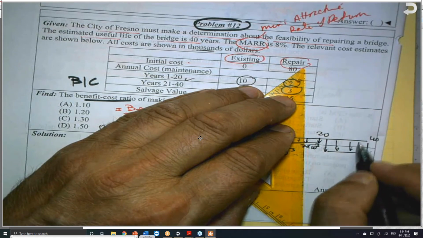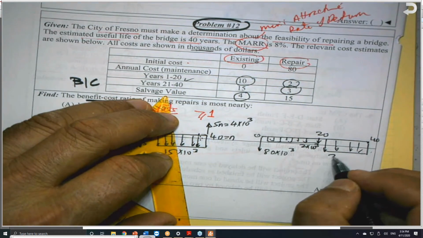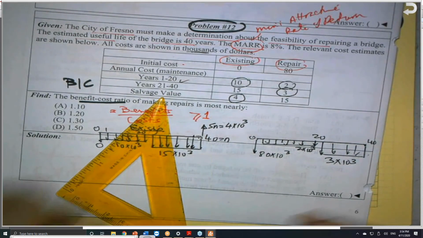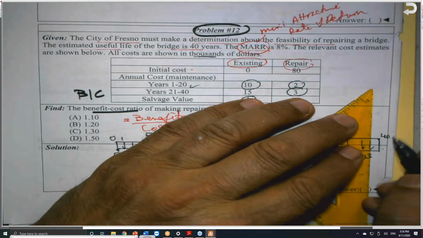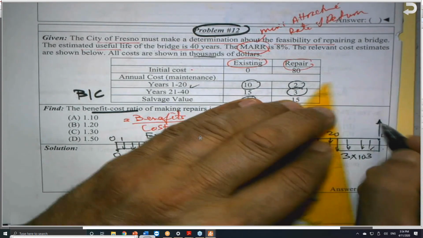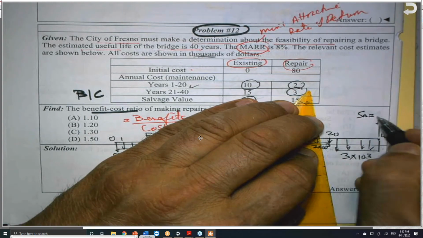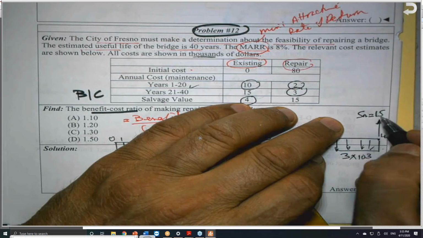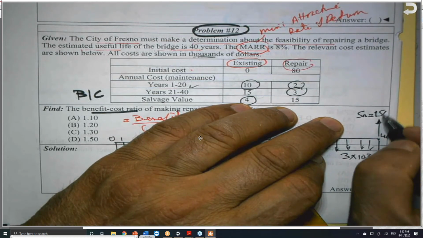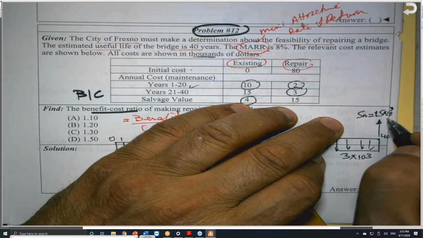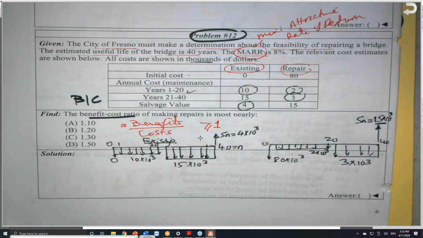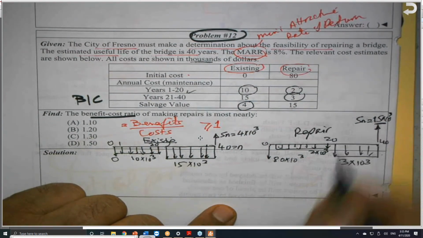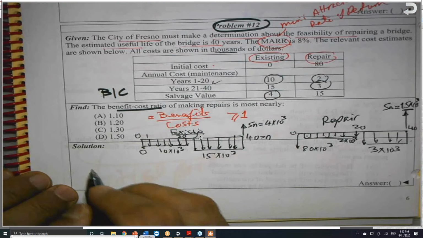I'm trying to make it a little bit bigger here. So this is 3,000. And at the end, we have a salvage value of 15,000. S_N is equal to 15,000, times 10 to the power 3. So this is for the repair. So it's asking what is the benefit over cost for this.